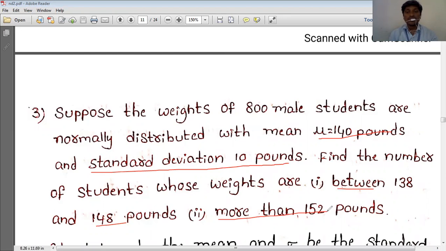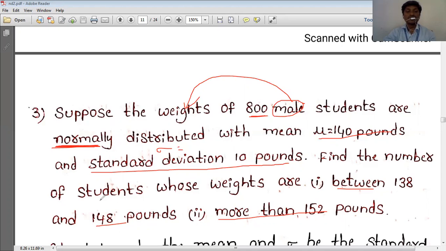See, in the previous problem we discussed student marks, and here we are discussing male students' weights. There are male and female students in a class, and here we are discussing male students and their weights. How many students did they choose? 800 male students, and their weights on average are distributed normally, with mean mu equal to 140 and standard deviation sigma equal to 10 pounds.